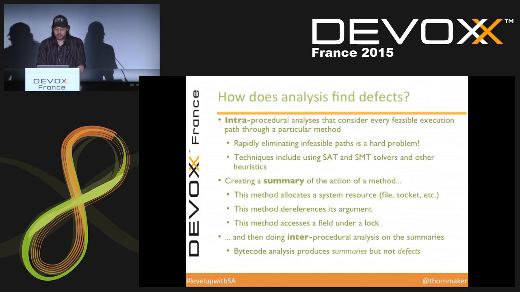Another technique that's used is to create what we call summary methods of different blocks of code. The summaries are basically abstract, or higher level, descriptions of what goes on within a particular block of code. And that allows you to more quickly parse and understand those blocks of code, which speeds things up.